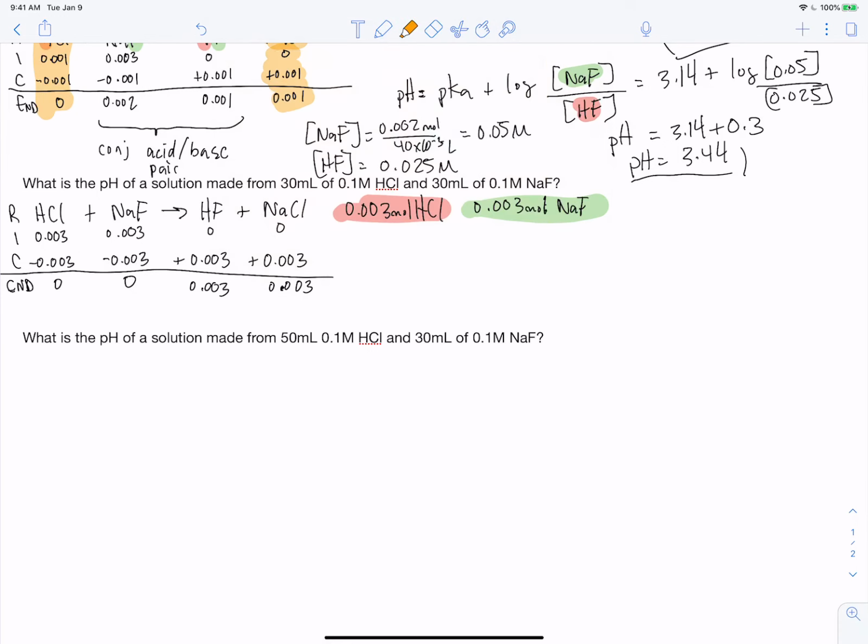So what things can affect my pH here? Not the sodium chloride, because it's a neutral salt. Not the sodium fluoride, because there's literally none there. And not the HCl, because also there's literally none there. So the only thing I have to worry about here is HF.